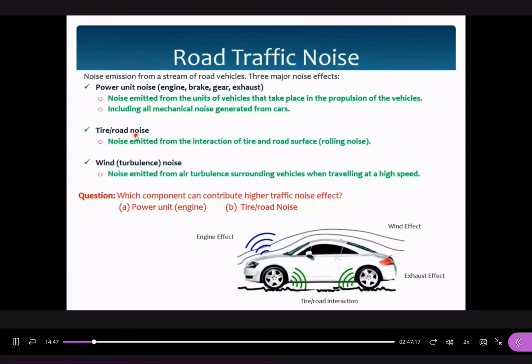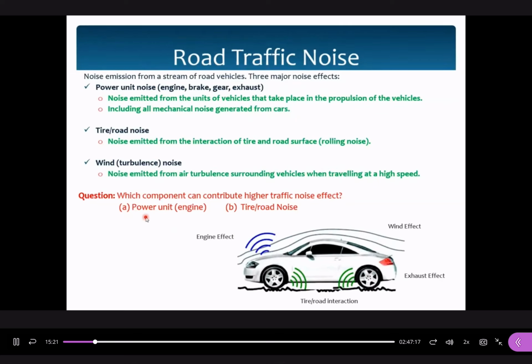And the second one is what we call the rolling noise, the interaction between the tyre and road. This is the rolling noise, similar to railways, the interaction between the wheels and the rail. And the third one is the wind noise, the noise emitted from air turbulence surrounding vehicles when traveling at high speed.